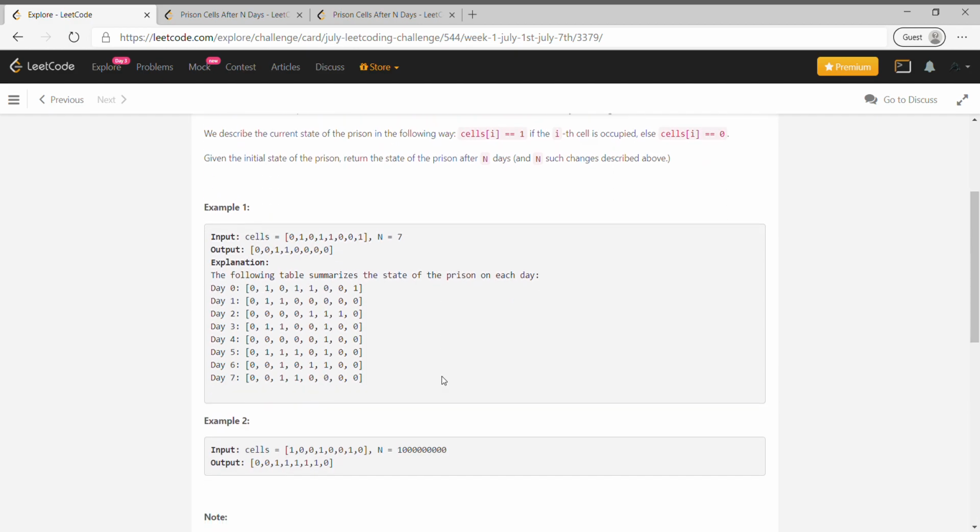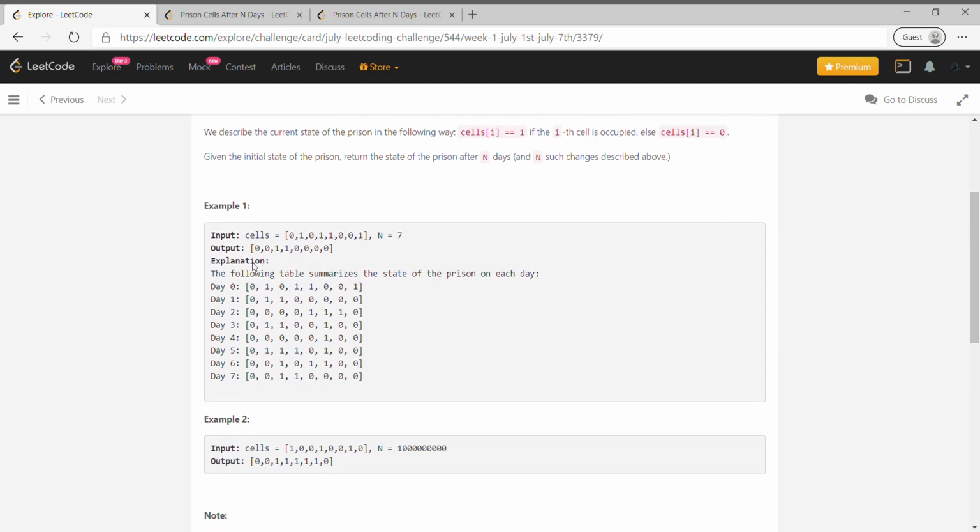So let's try to understand this by going through this example. Here we are given an array of zeros and ones, which shows the state of cells, and we want to find out what will be the state of these cells after n number of days. Here it's 7 days.